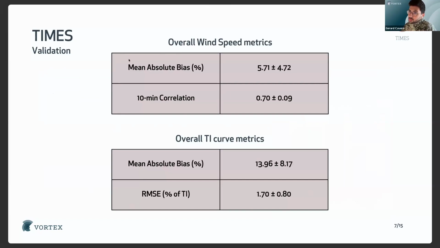Basically the mean absolute bias of the mean wind speed is 5.7% in this validation, which is a pretty good number. And the temporal correlation with the measurements is 0.7. Focusing on the TI, we validated the turbulence intensity curve. The mean absolute bias would be more or less 14%. And the root mean squared error of these 15 to 30 points of the turbulence intensity curve would be 1.7%.